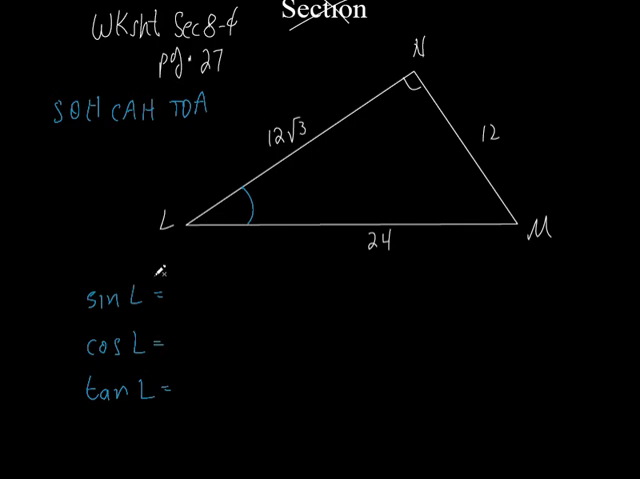So the sine is the opposite over the hypotenuse. So what's opposite angle L? 12 over the hypotenuse, which is 24. Always reduce it. 12 goes into both of those. 1 over 2. So there you go. That was an easy one.